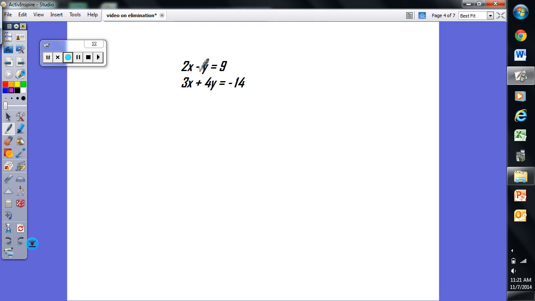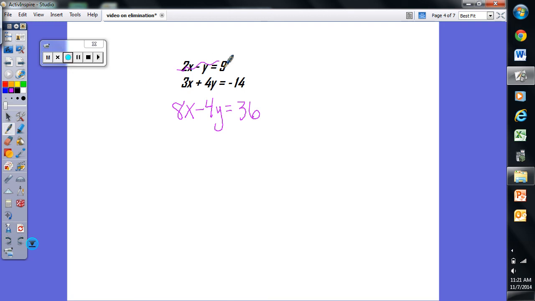Well, see this negative y here? Isn't there a way I can make it cancel out with the positive 4y? What could I do? I could multiply through by positive 4. And remember, as long as you multiply every single term in the equation by the same thing, you're not changing anything. So 4 times 2x is 8x. 4 times negative y is negative 4y. And 4 times 9 is 36. Everybody forgets to multiply this number. You cannot forget that. You have to multiply every single term by the number.